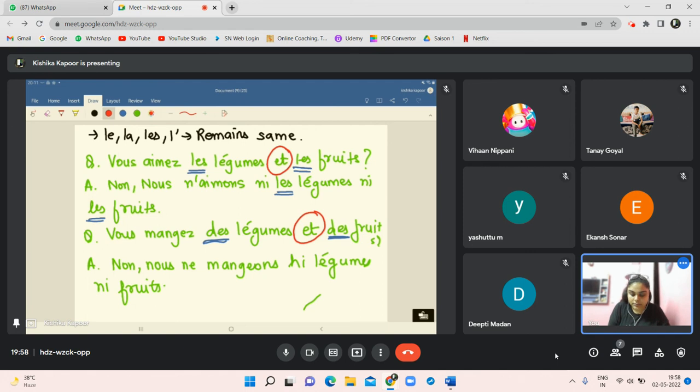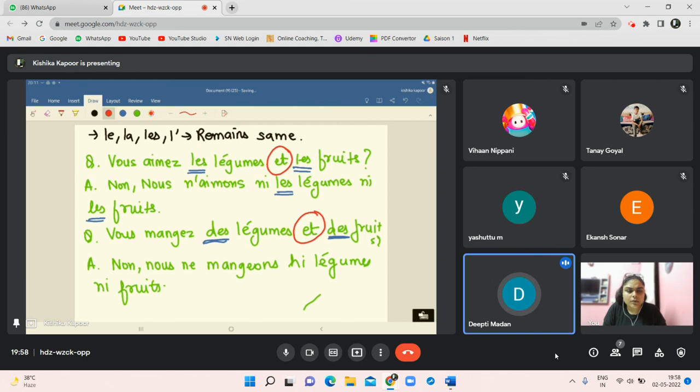Is there any doubt? Neither this nor that. Why did we use les? Because in negation we always keep it, it has to be there, okay? You cannot use the verb aimer without the les. It's not possible. So the sentence formation according to the French grammar rules will go wrong if I remove that. Whereas with other indefinite articles or partitives, it's the general rule to change them, okay?